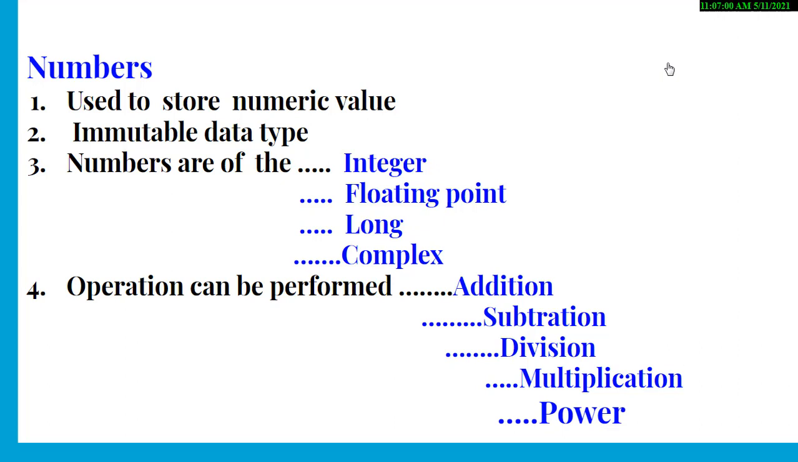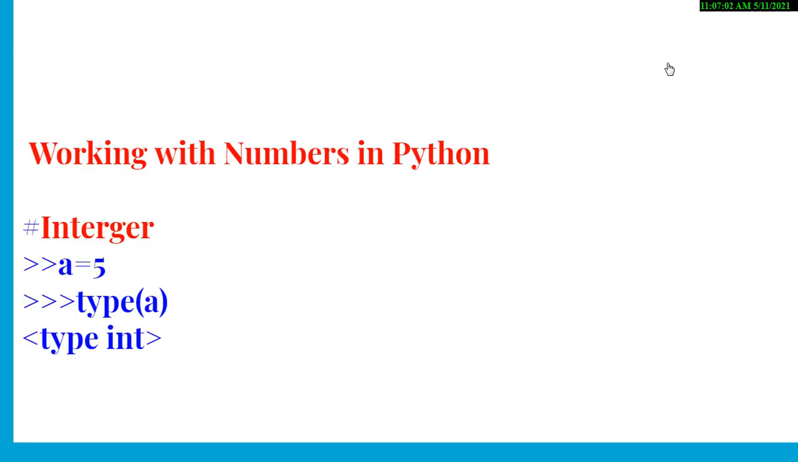Starting with the first one, within the numbers we shall see the integer value. Working with numbers in Python, first the integer value. Now, what is an integer? Over here I am assigning the value a equal to 5. That means a is a variable, and the variable is assigned the value 5. When I write type(a), it will tell me that it is an integer type. Now we shall run the program and see.